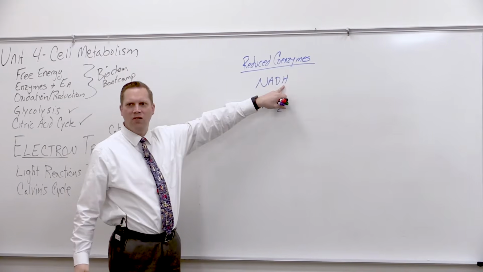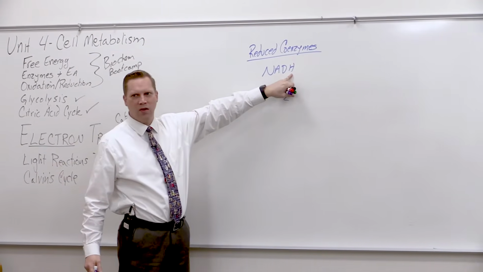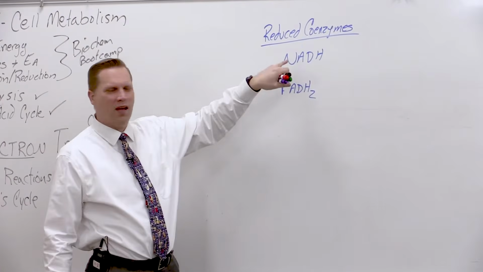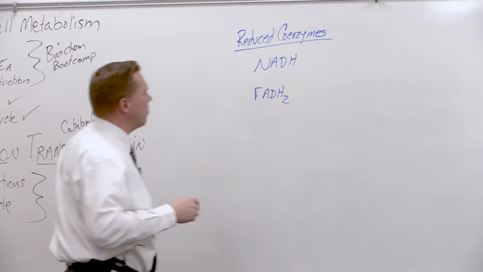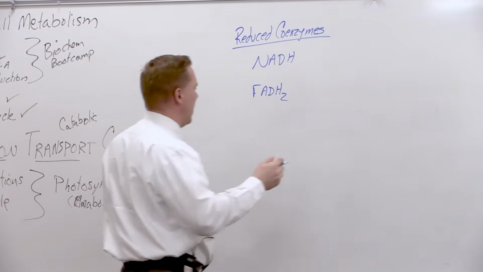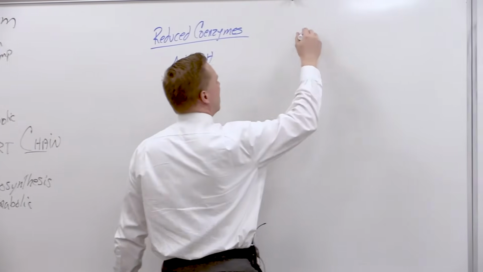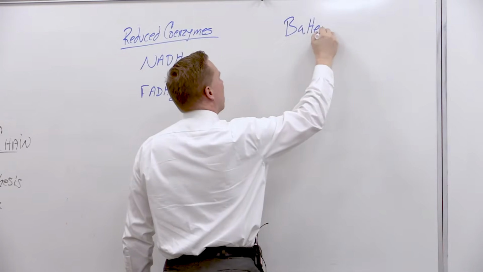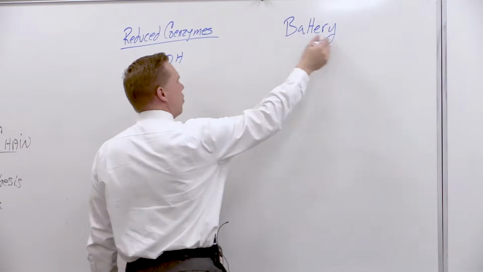They have the hydrogen on there, but more importantly, they've got a couple of high energy electrons that are being carried by these coenzymes. They're acting as a kind of electron shuttle. And so what we're going to be doing today, as a brief overview, is essentially we're going to be creating a battery inside that cell, and we'll show you how this works.